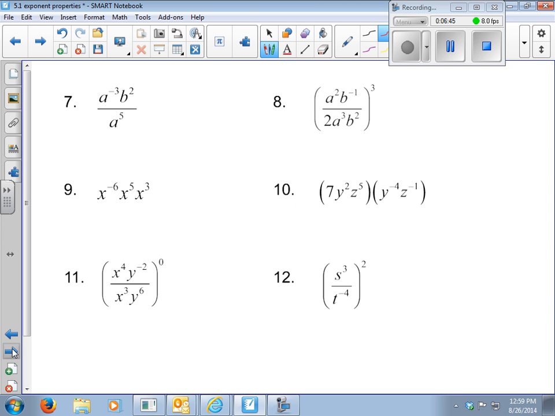Next slide. Again, you've got some more questions. You can turn the machine on pause and work through some of them and then come back and see if you're on the right track.